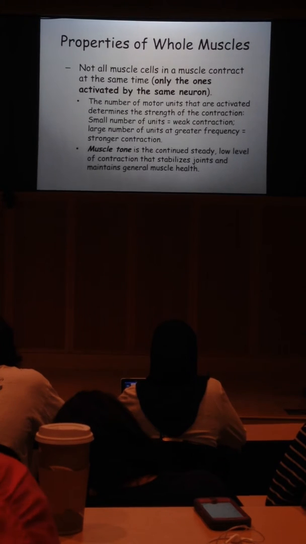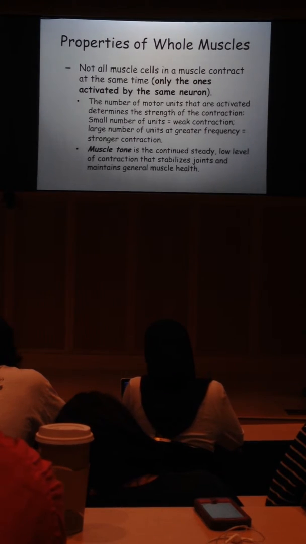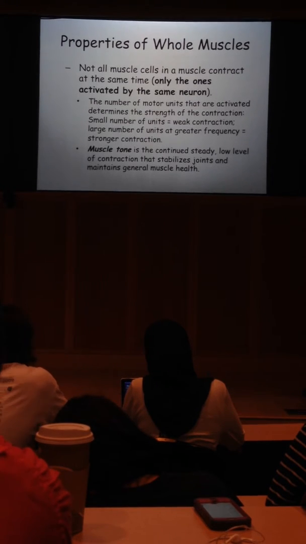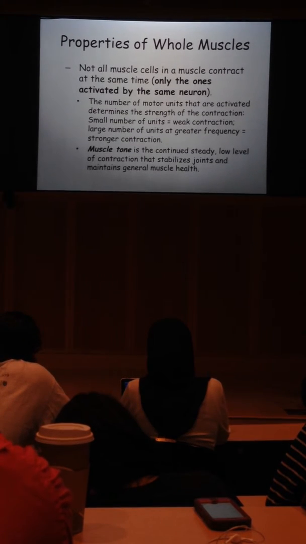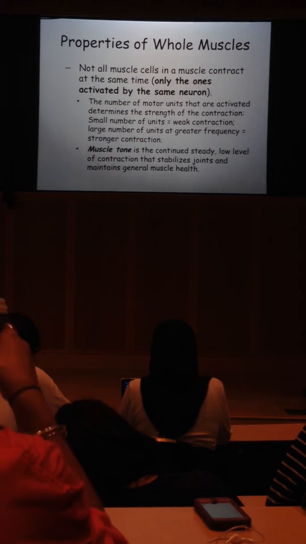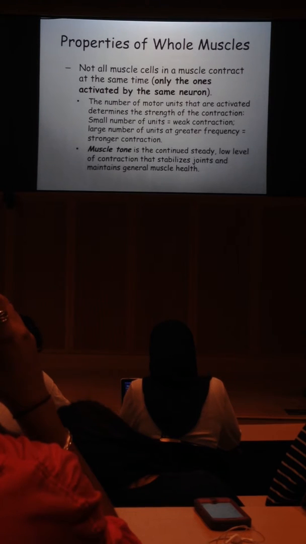One thing before I go on is about the property of the whole muscle. If you remember, each motor unit, which is one nerve and all the fibers it connects, is what activates at the same time. So if you want a very large contraction, you need to activate multiple motor units. The more motor units you activate, the greater the number of cells, the greater the force the whole muscle will create. However, there is also what's called muscle tone, and that is a continuous steady activation.